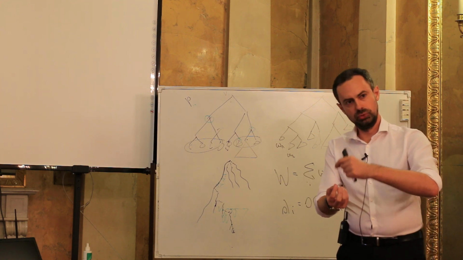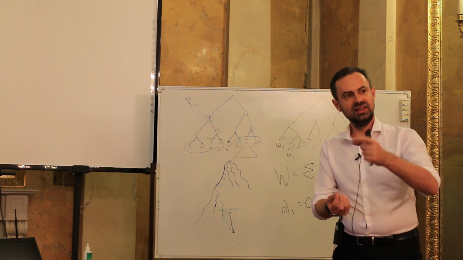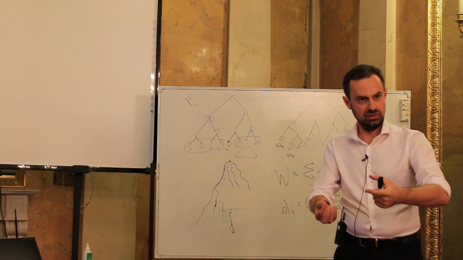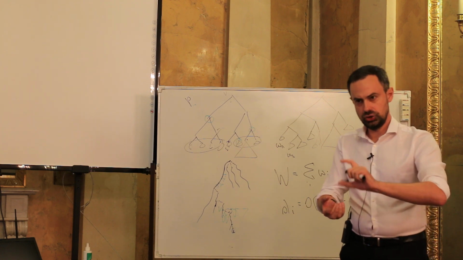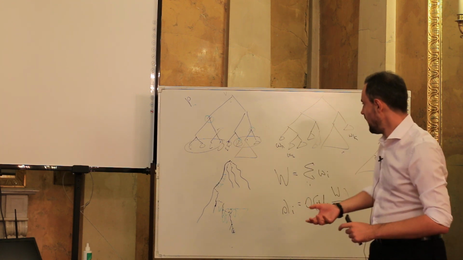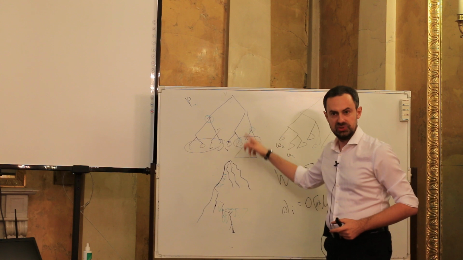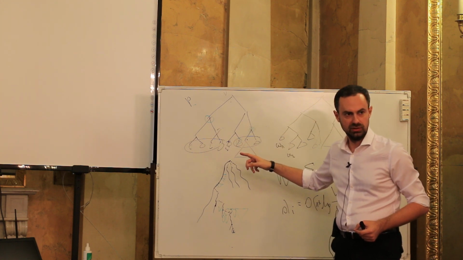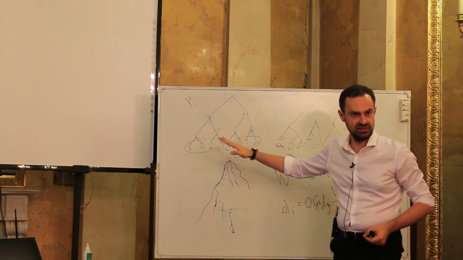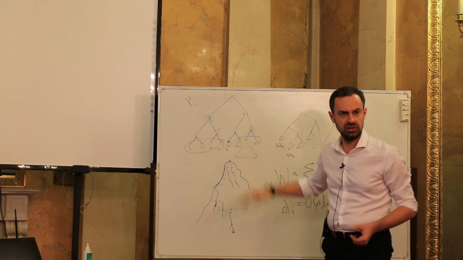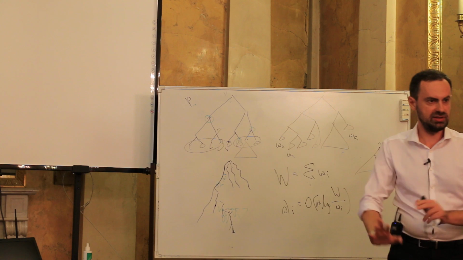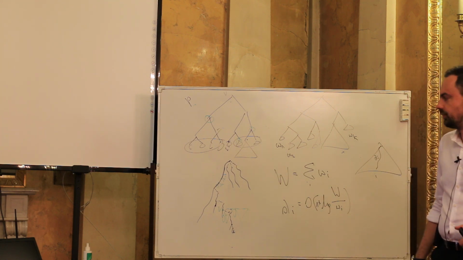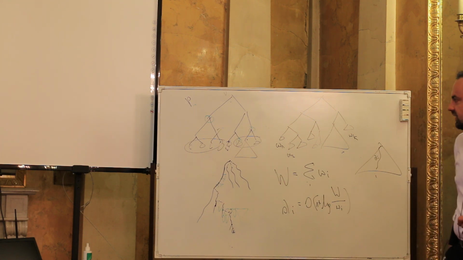So again, you have a path from u to the root. On that path, you have many light edges, but at most log n. For each such light edge, you pay the depth in the corresponding binary tree. That's how much you pay in the query time, also in the space. But let's think about the query time first. It's almost the same thing.